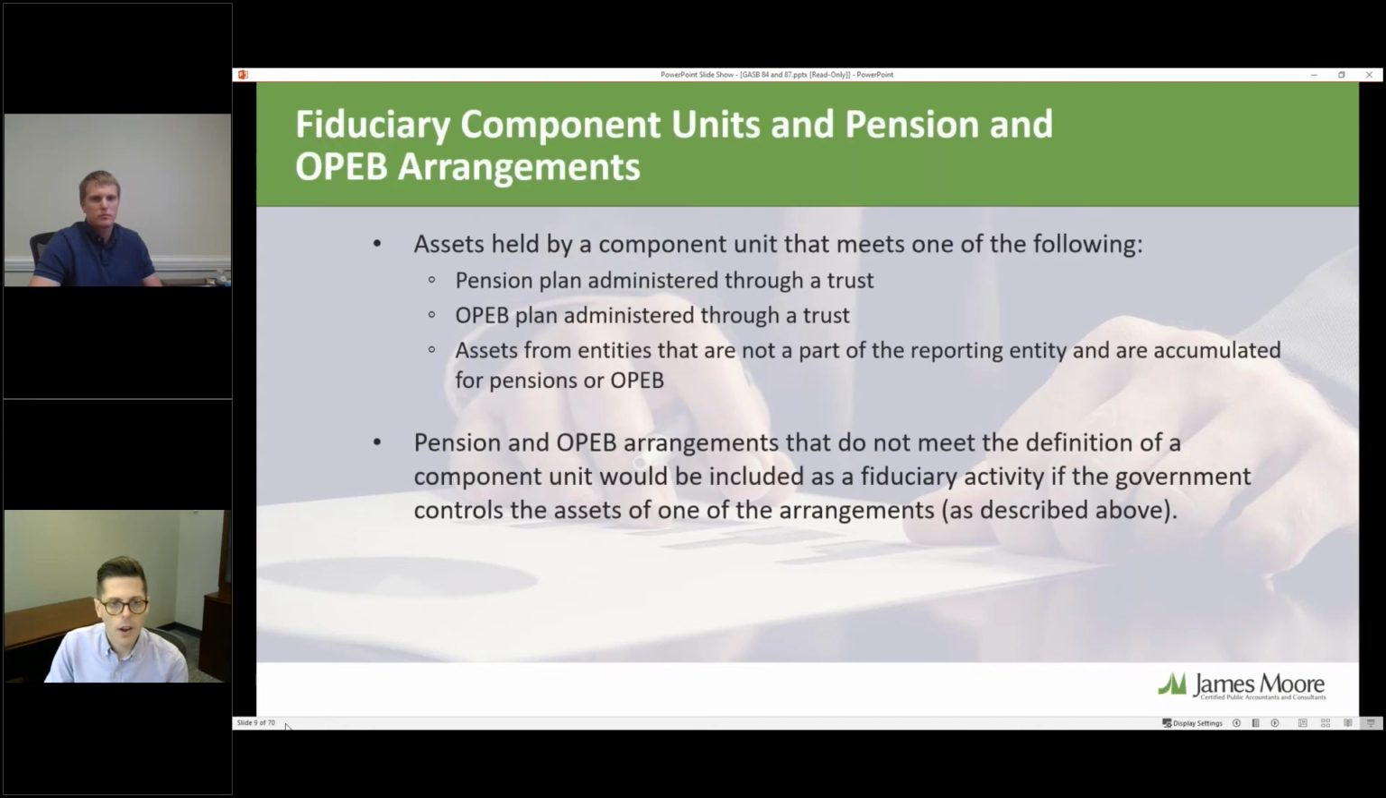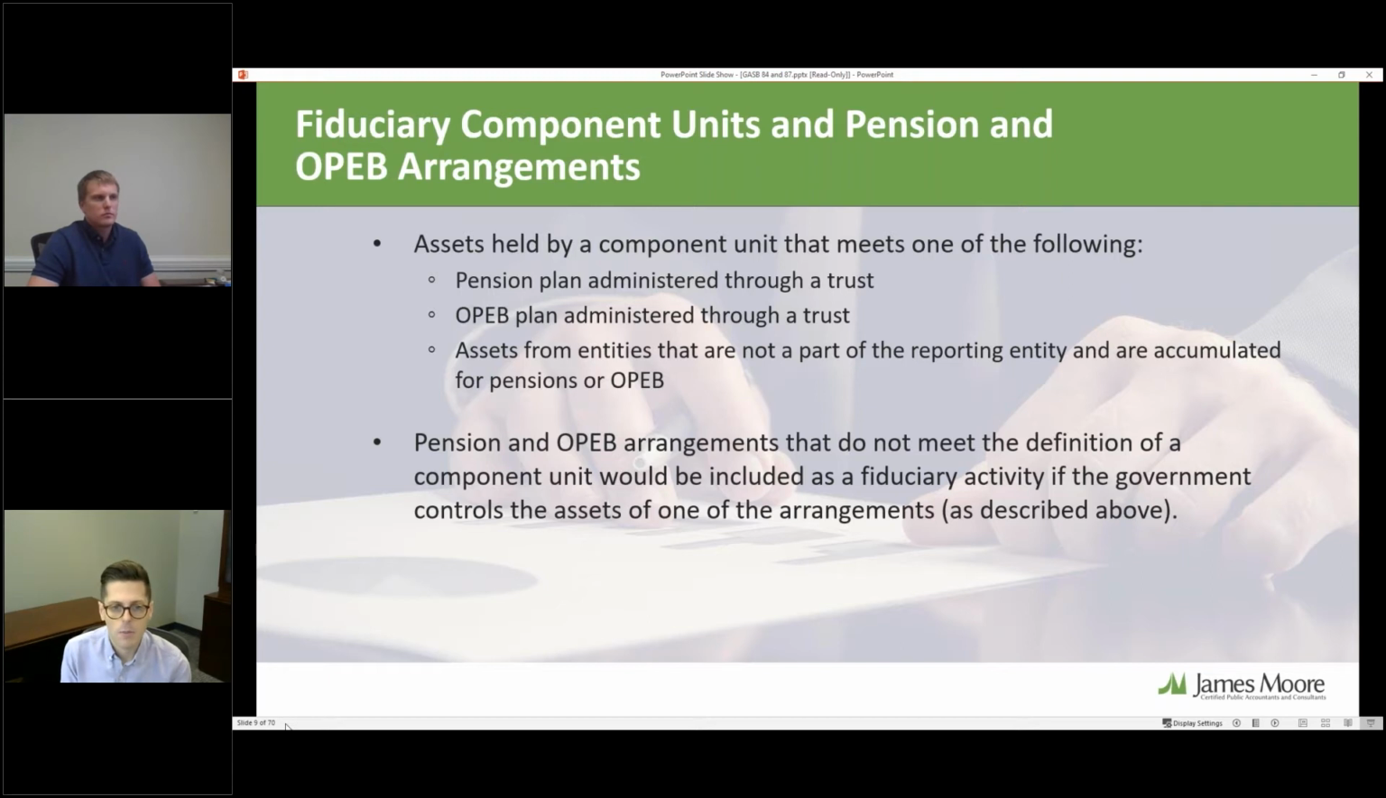So whether a component unit is a fiduciary component unit: assets held by a component unit that meet one of these following criteria. So pension plans administered through a trust, OPEB plans administered through a trust, or any other assets that are not part of the reporting entity and are accumulated for pensions or OPEB. Pension and OPEB arrangements that don't meet that definition of a component unit are still fiduciary activities if the government controls the asset in an arrangement as described above.